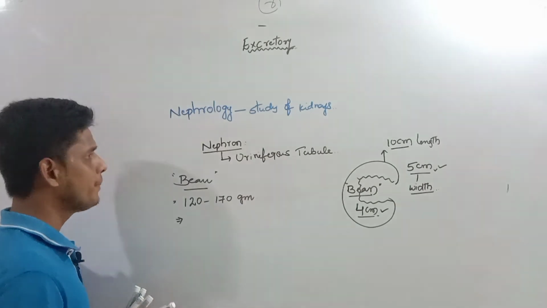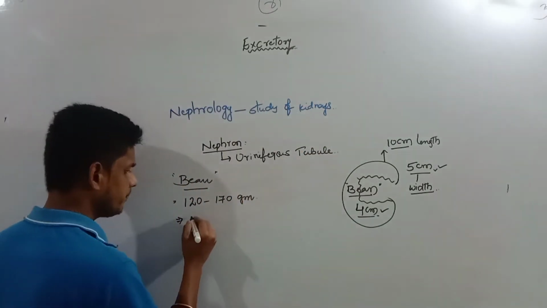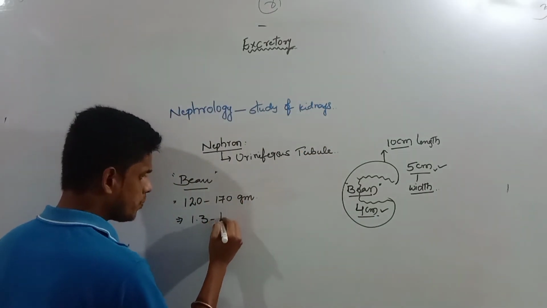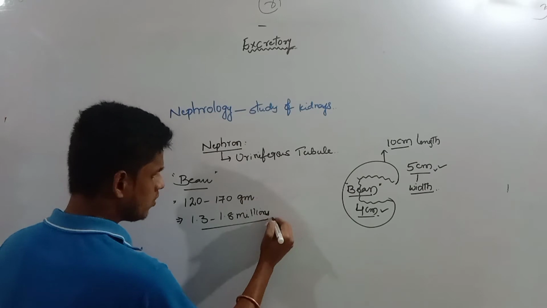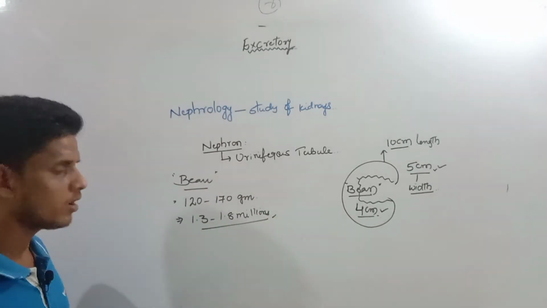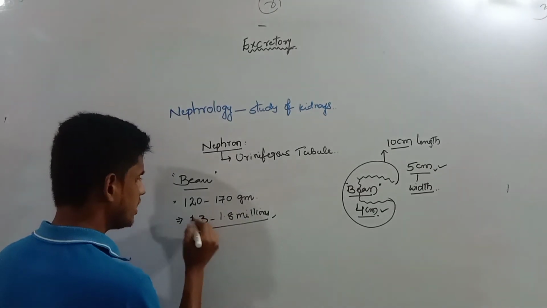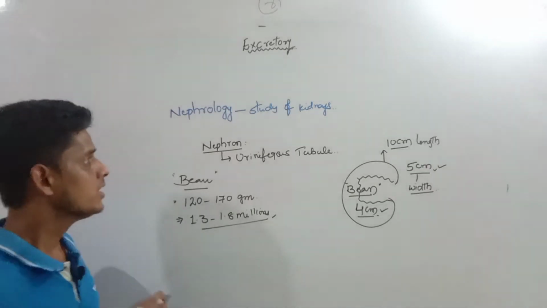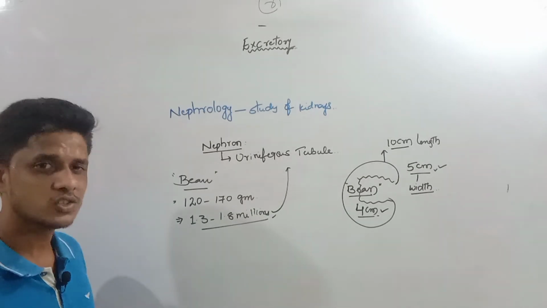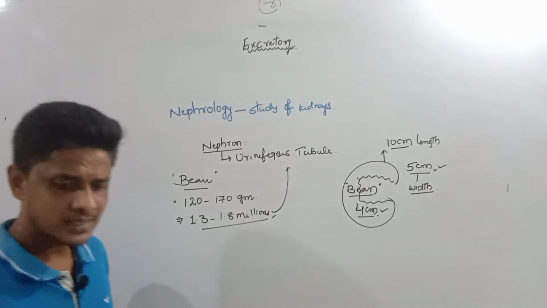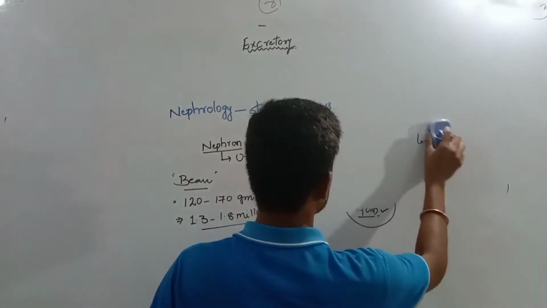Okay, and the basic structural and functional unit of the kidney is the nephron. In each kidney we have 1.3 to 1.8 million nephrons. 1.3 to 1.8 million nephrons are there in each kidney. The other name of nephrons is uriniferous tubules. What is that? Uriniferous tubules. Okay, and then let's have a look at the complete picture of the human kidney that is situated on the dorsal part of the body.